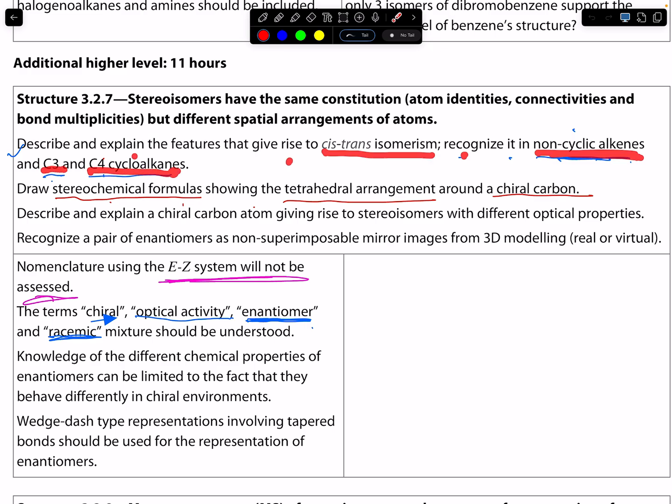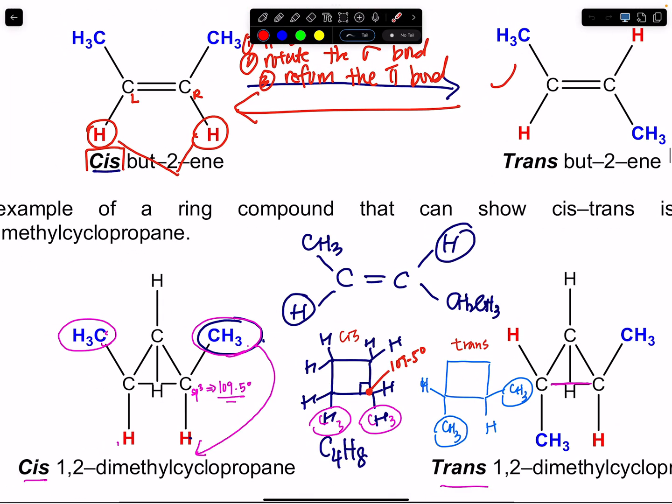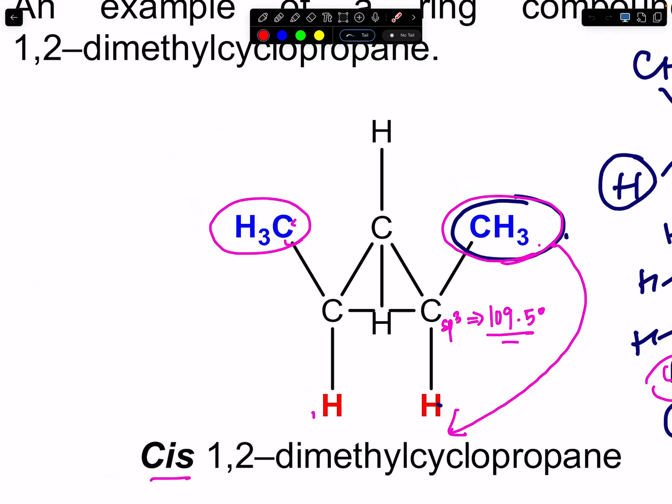Carbon 3 and carbon 4 cycloalkanes, the molecules that you're looking at right now. So we are now dealing with this part of the syllabus, yeah? Carbon 3 and carbon 4 cycloalkanes. Is that clear? Okay, so I would like you guys to take a look at the very first example. You have cis-1,2-dimethylcyclopropane. Can you see that?